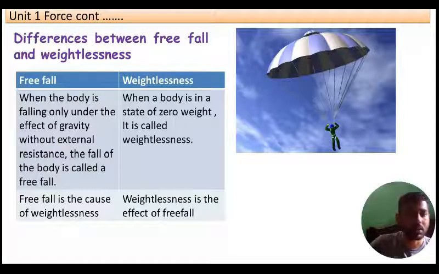Free fall is the cause, weightlessness is the effect. Free fall is the cause of weightlessness. Weightlessness occurs due to free fall. Weightlessness is the effect of free fall.